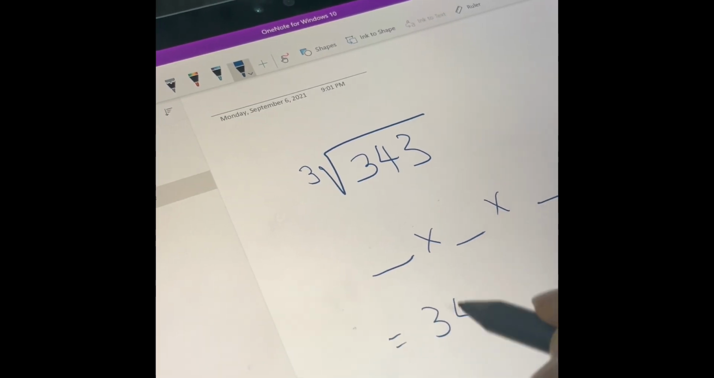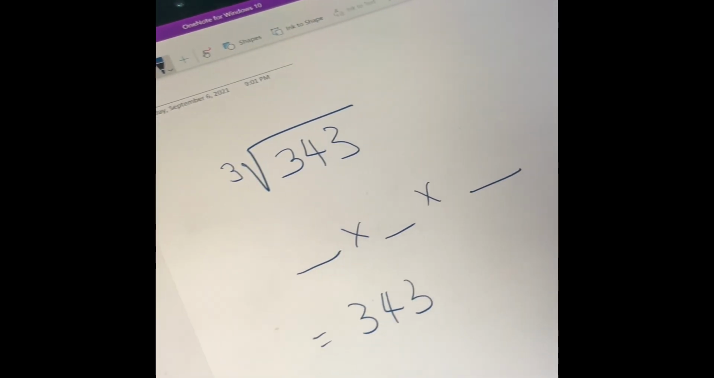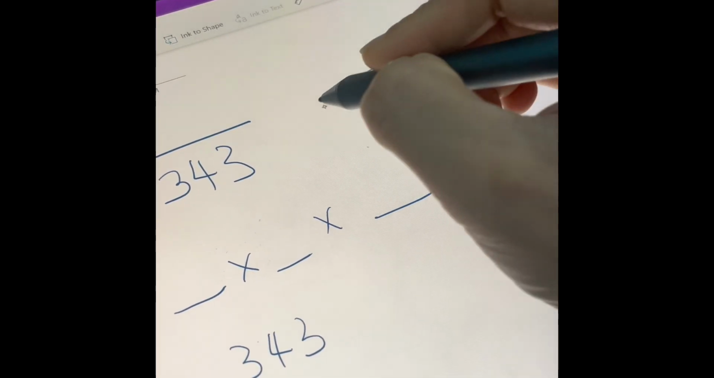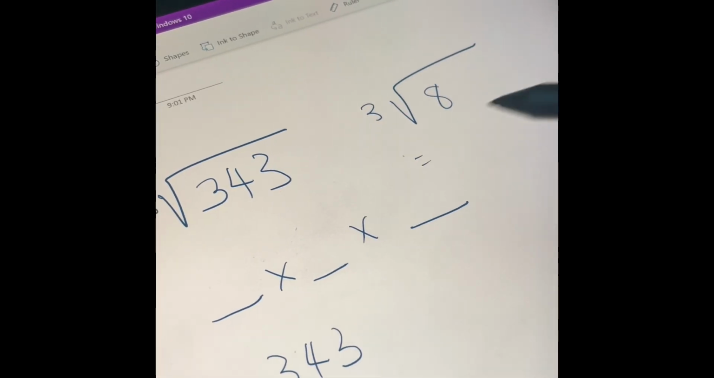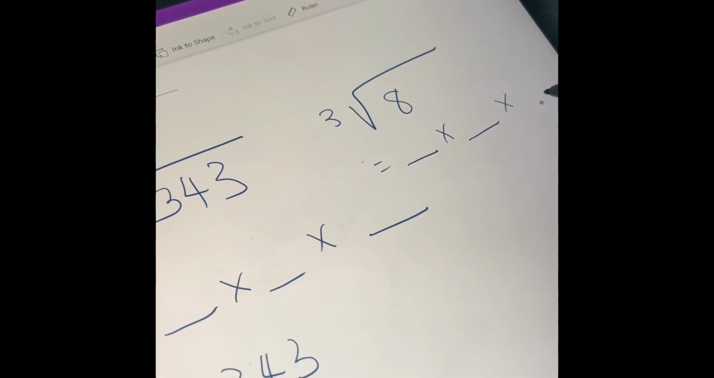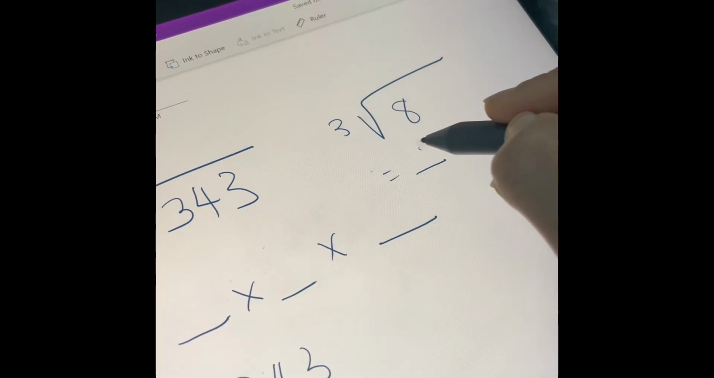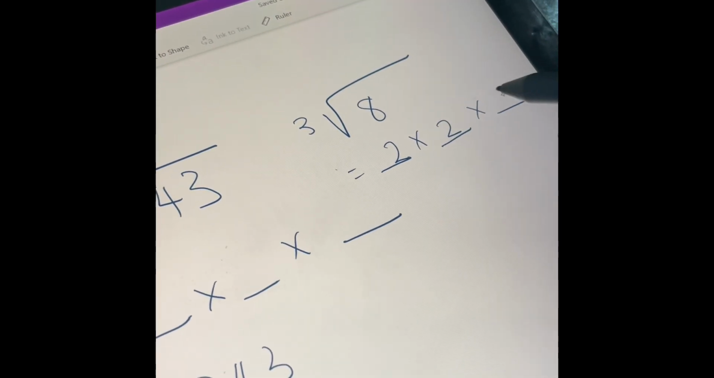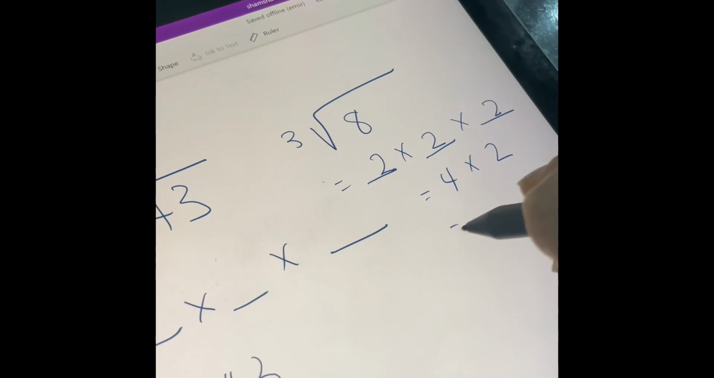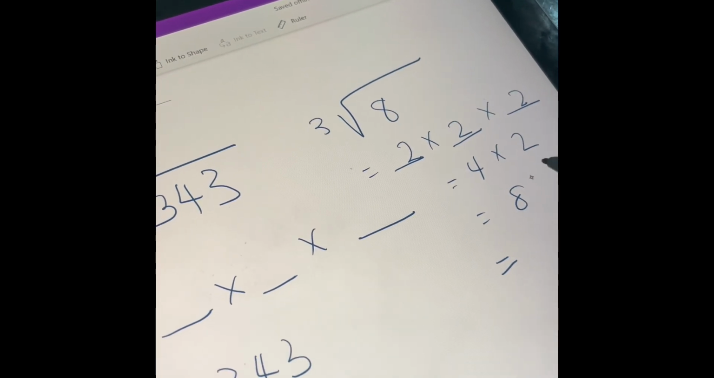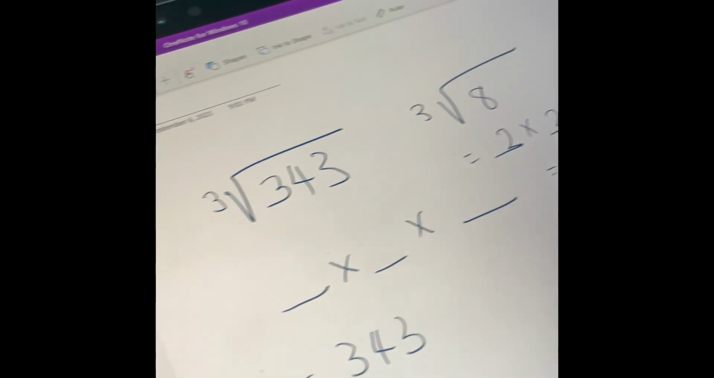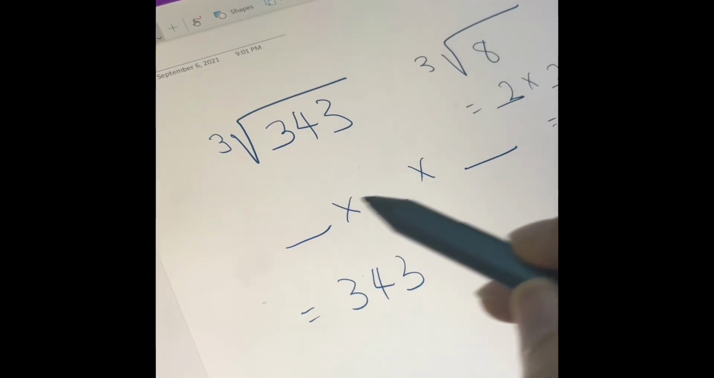Jawapannya 343. Okay. Teacher bagi example. Cube root of 8. Okay. Cube root of 8 apa? So, tadi kan mau cari apa dikali nombor yang sama tu. Jawapannya 8. So, ialah 2 times 2 times 2. 2 times 2 is 4. 4 times 2 is 8. So, ia punya cube root, jawapannya ialah 2. Ni jawapannya 2. Okay, kalau sini, apa dikali nombor yang sama?